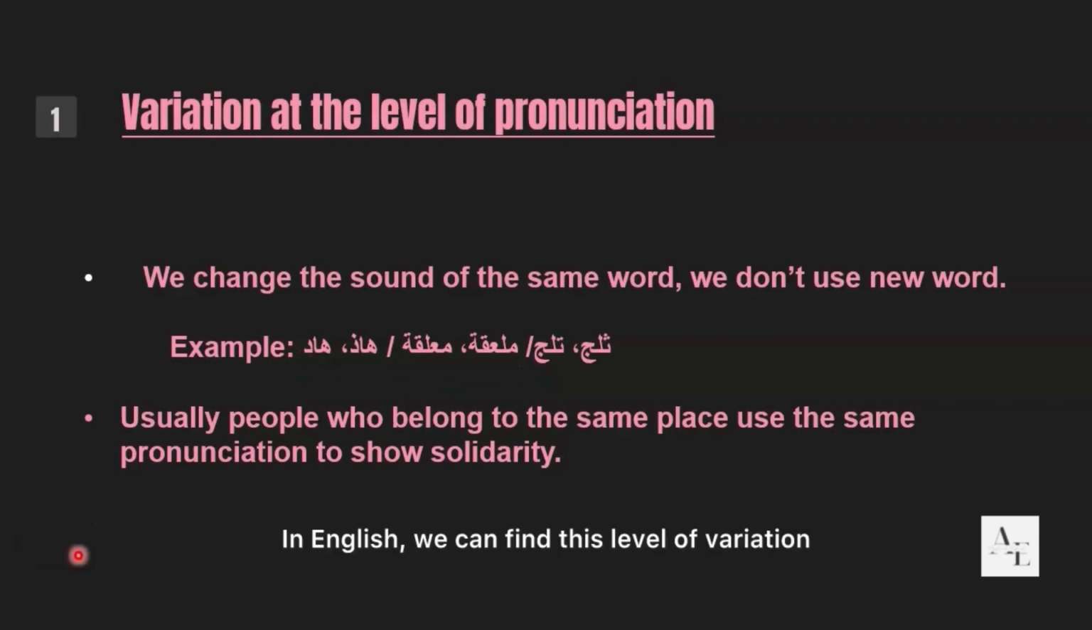In English, we can find this level of variation with the British and American accents. For example, the word privacy is pronounced one way in American English, while in British English, it is pronounced differently. Another important note here is that people who belong to the same region or the same place usually use the same pronunciation for the same words to show that they belong with each other and to show solidarity. So in the variation at the level of pronunciation, we pronounce the same word differently.